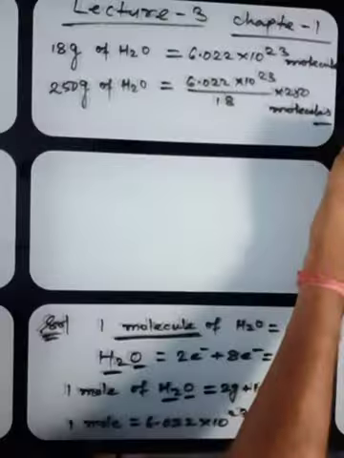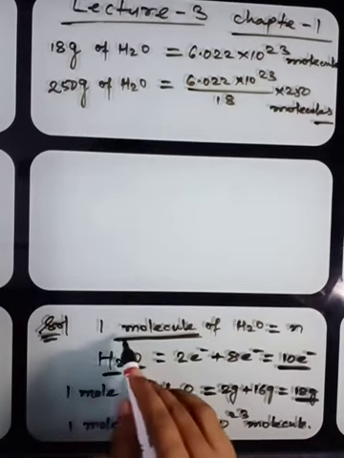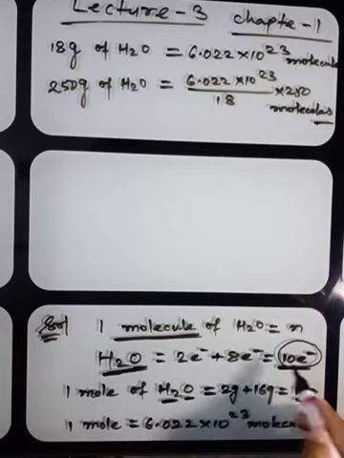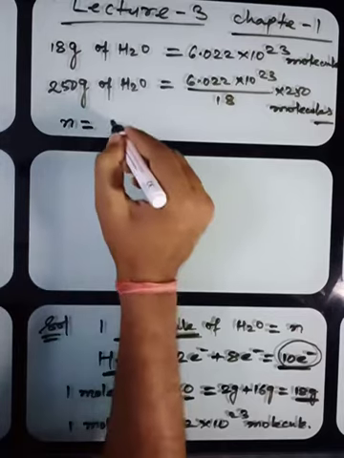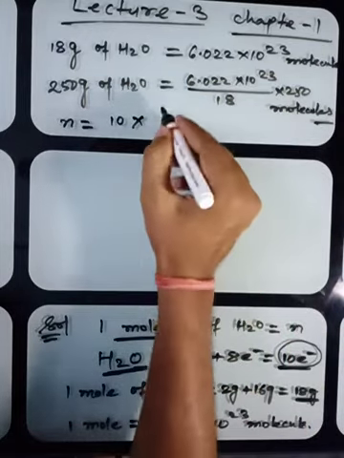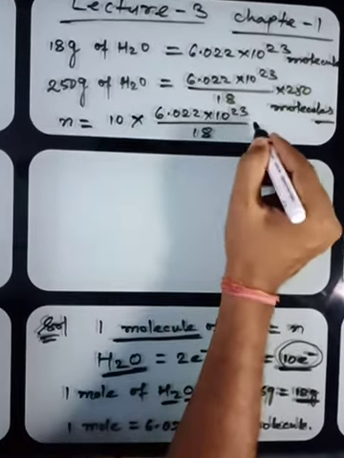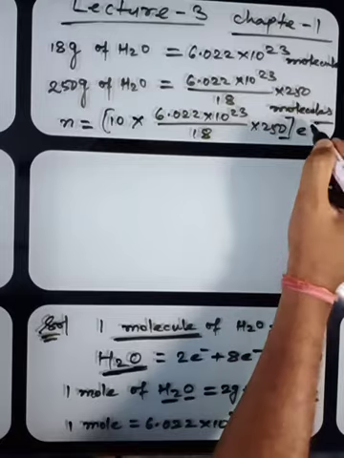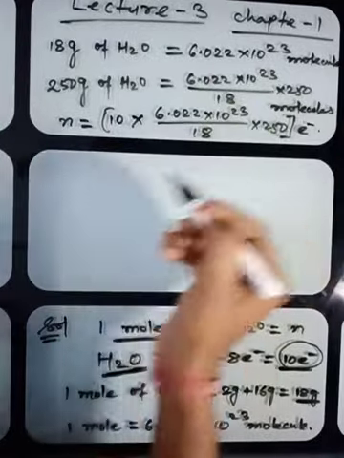Okay, so this is the number of molecules. As we have discussed already, one molecule of H2O contains 10 electrons. So the number of electrons will be 10 times the total number of molecules. Since one molecule contains 10 electrons, this many molecules will contain 10 × 6.022 × 10²³ × 250 over 18 electrons. Hope you are getting it. You can pause the video and make the calculation. So this will give you the number N.